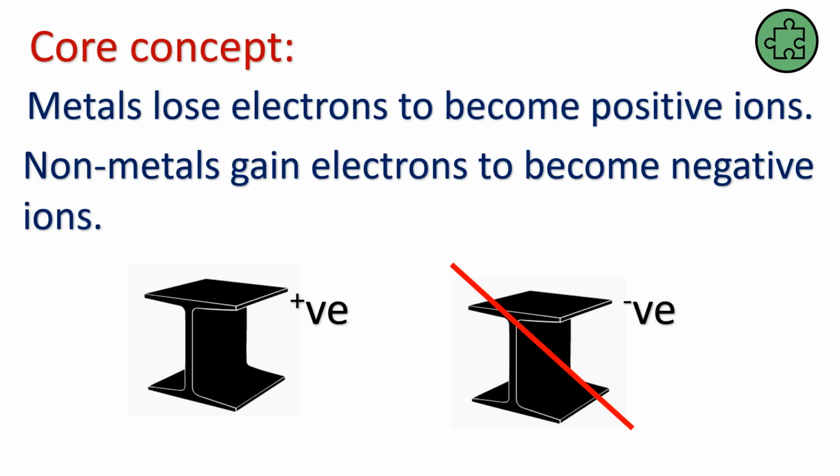So our final core concept for this lesson is simply this. Metals lose electrons to become positive ions. All the metals we looked at, group 1, group 2 and group 3, all lost electrons to become positive ions. And all non-metals, which were group 5, 6 and 7, they all gain electrons to become negative ions. You can see here the dual coding: here I've got this representing our metal, so it's positive, and our non-metal, which is negative.